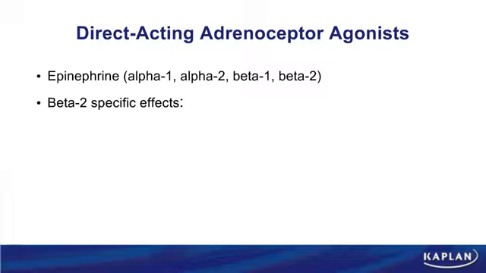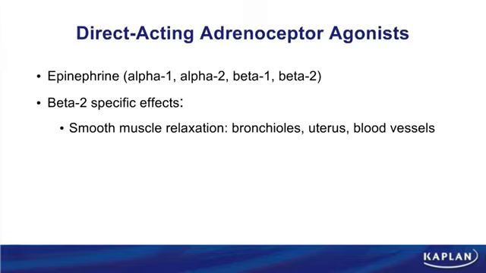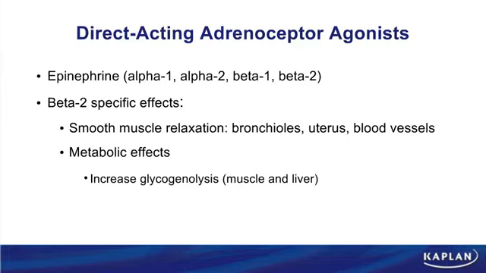Since epinephrine has some beta-2 specific effects, smooth muscle relaxation on the lungs, the uterus, and blood vessels, it also has some metabolic effects to increase glycogenolysis, as we saw in an earlier table. That's an action on skeletal muscle and liver. Stimulating beta-2s can also increase gluconeogenesis. So the beta-2 effects here all can increase blood glucose.